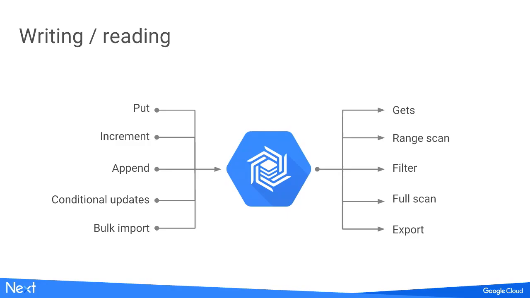Getting data out, you can get. Get is basically just: this is the row key, get me that. Range scan, which says I'm going to start at this pattern and end at this pattern. We're going to hear some very interesting things you can do with a range scan towards the end of the talk. Filter, which basically means after I get this, I want to filter what I'm using. Full scan, which is always the worst thing you can do in a database, but it's from top to bottom, essentially get me the whole thing. And then an export, again using some bulk tools like a MapReduce job or data flow.